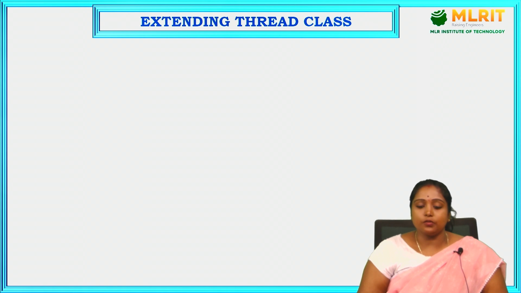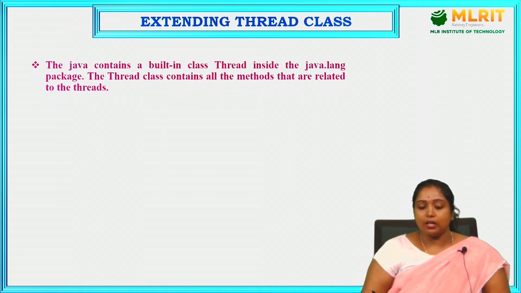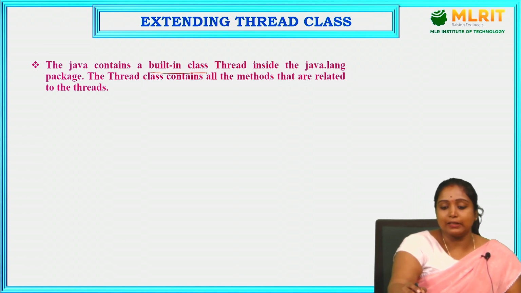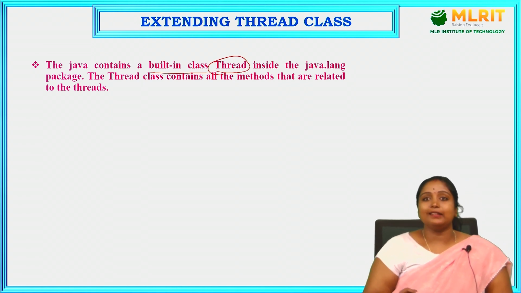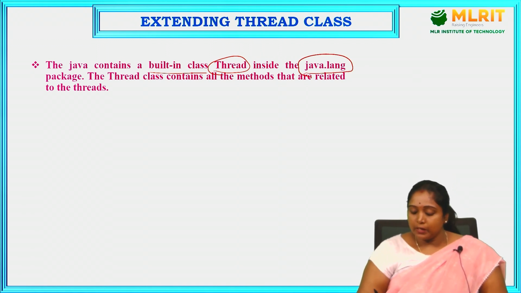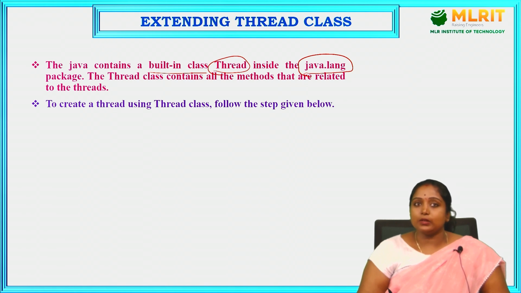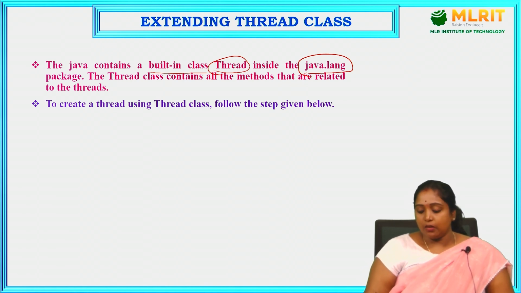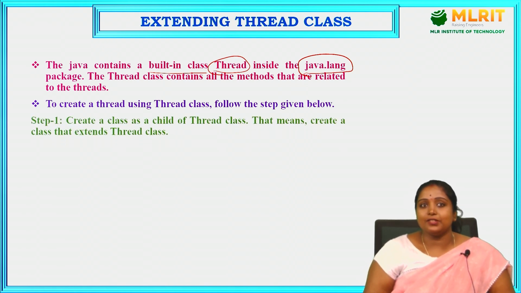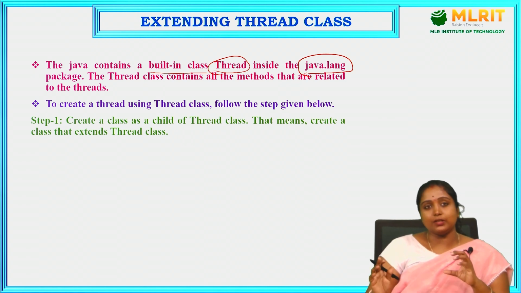So, this was the first method, by extending a thread class. How are we going to extend a thread class? I already said there is a built-in class called thread inside the package java.lang, which is automatically included in every program, and the thread class consists of all the methods related to this particular thread. To create a thread using the thread class, we have to follow these steps. The first step is you have to create a child of the thread class, which means your class has to extend the thread class.